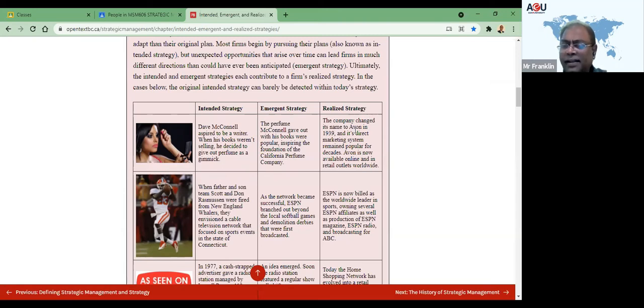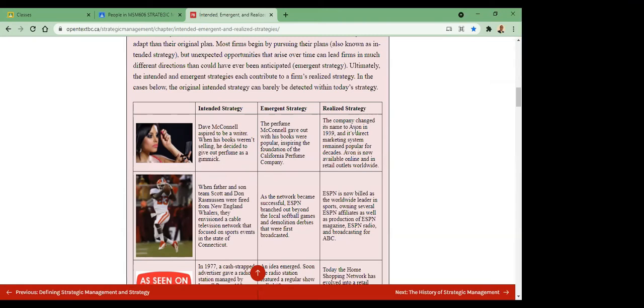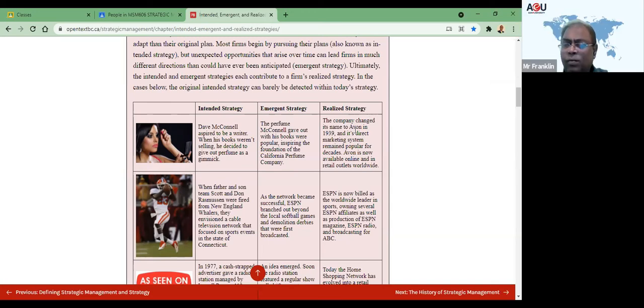You all know Avon, right? How Avon started is the owner of the company was a writer and he could not sell his book, so he gave free perfume with the book, so people would buy the books. But it so happened that the emergent strategy, his perfume, became more popular. So he threw away his book strategy and started selling perfume, and he changed the name to Avon. That is how Avon came about. So it's a good example.